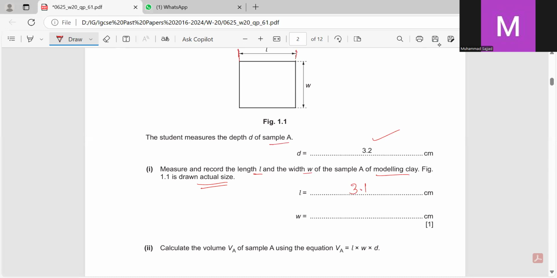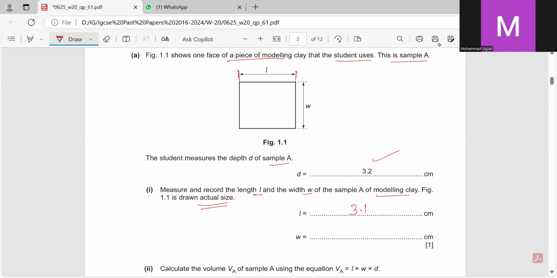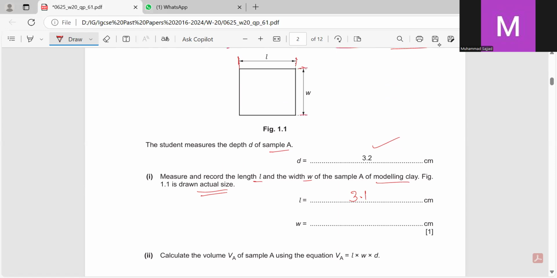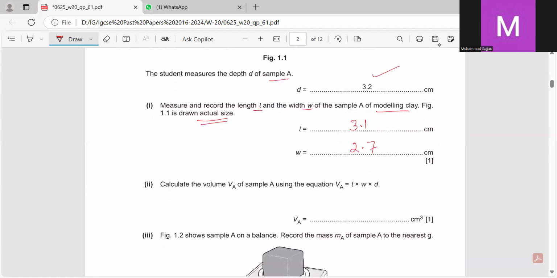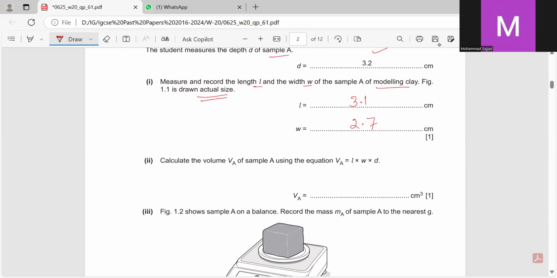Then W, in a similar way we are measuring, from arrowhead to arrowhead, and the arrowhead is included. That is to be 2.7, and centimeter is already written. And the good thing about this paper 6 is that always the formula or the equation is given. Calculate the volume VA of sample A using the equation L times W times T.